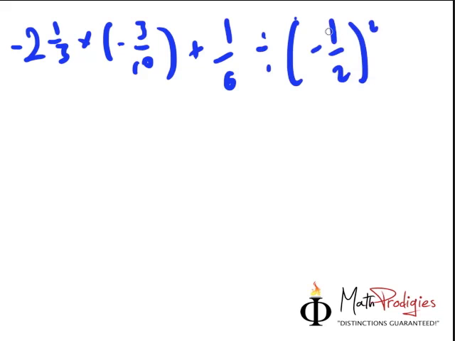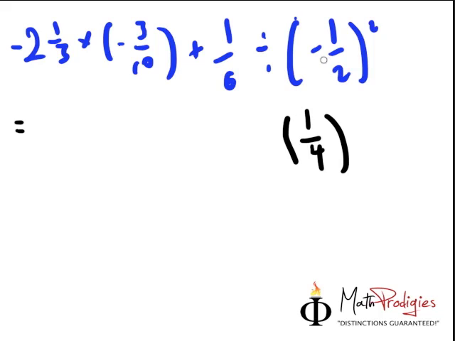So first of all, you just have to use BODMAS, which is bracket. So do the thing in the bracket first. So what you will have here is actually the negative half squared. So what you will get is 1/4, because negative 1 squared gives you 1, and 2 squared gives you 4.